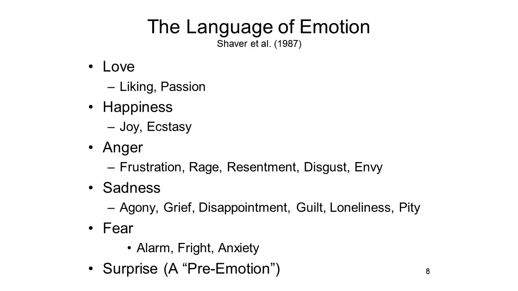This sorting exercise yielded 5 basic categories of emotion: love, including such emotions as liking and passion; happiness, joy and ecstasy; anger, frustration, rage, resentment, disgust, and envy; sadness, agony, grief, disappointment, guilt, loneliness, and pity; and fear, alarm, fright, and anxiety. They classified surprise as a 6th category, but they actually characterized surprise as what they called a pre-emotion, resulting from a violation of expectancies, and surprise can be either positive or negative.